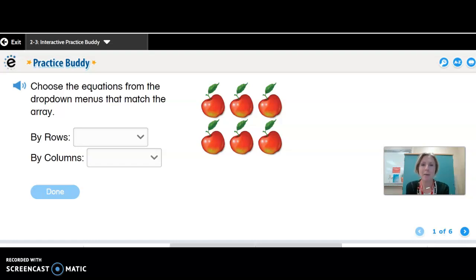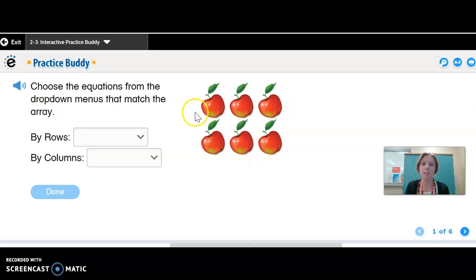So for today in math, we are going to be taking what we know about even and odd numbers, and we're going to be talking about something called an array. Have you heard that word? Array. So all an array is, it's breaking a group, like look at these apples, for example. It's breaking this number of apples up into two parts.